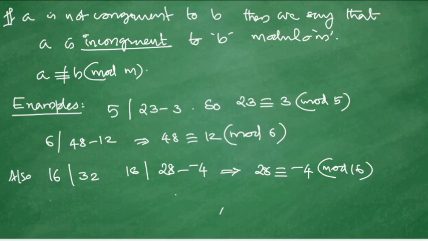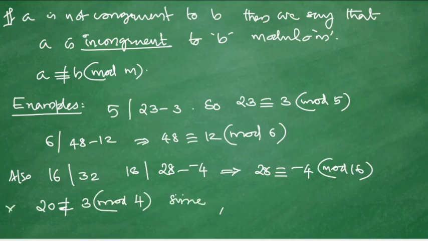Also, we know that 20 is incongruent to 3 modulo 4, since 4 does not divide 20 minus 3. What is 20 minus 3? That is 17. Since 4 does not divide 17, we can say that 20 is incongruent to 3 mod 4.